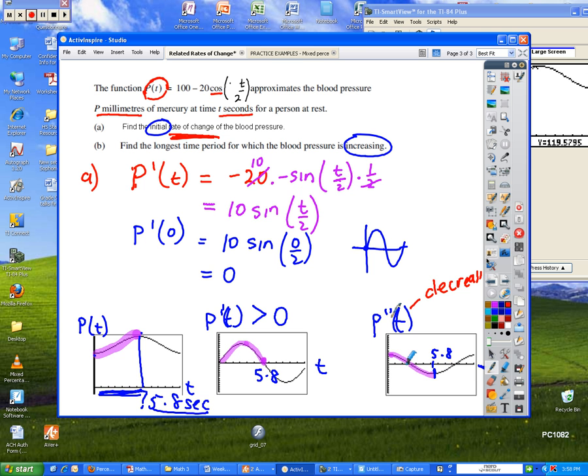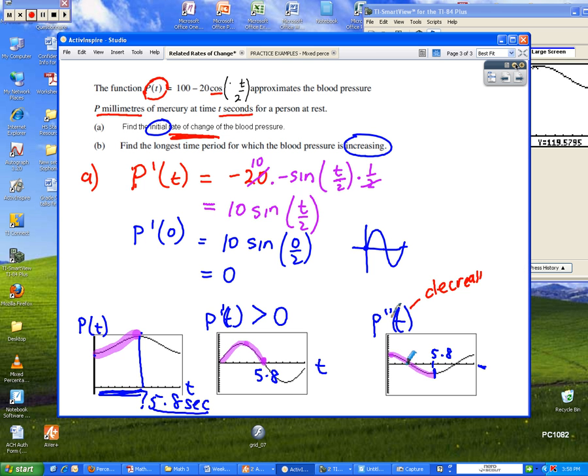So this is where all our knowledge of first and second derivatives comes in. All of those fit together. Where our blood pressure is increasing, just a simple look at the graph, it's going up. If we look at the graph of the derivative, we want the derivative to be positive because we have a positive slope of tangent over here. And if we've got a maximum here, we know we have a decreasing second derivative.